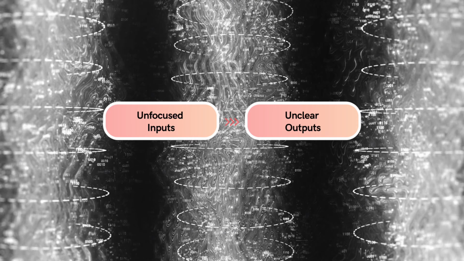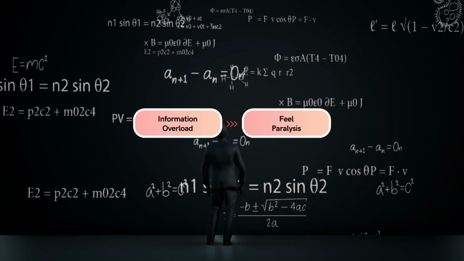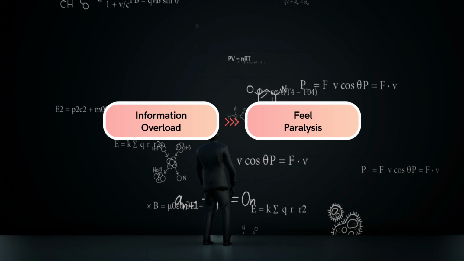I've spent more time frustrated with AI than actually getting value from it. Over 3 years, I have realized most of that wasted effort came from just three mistakes: unclear outputs because of unfocused inputs, shallow results because of disconnected thinking, and paralysis because of information overload.